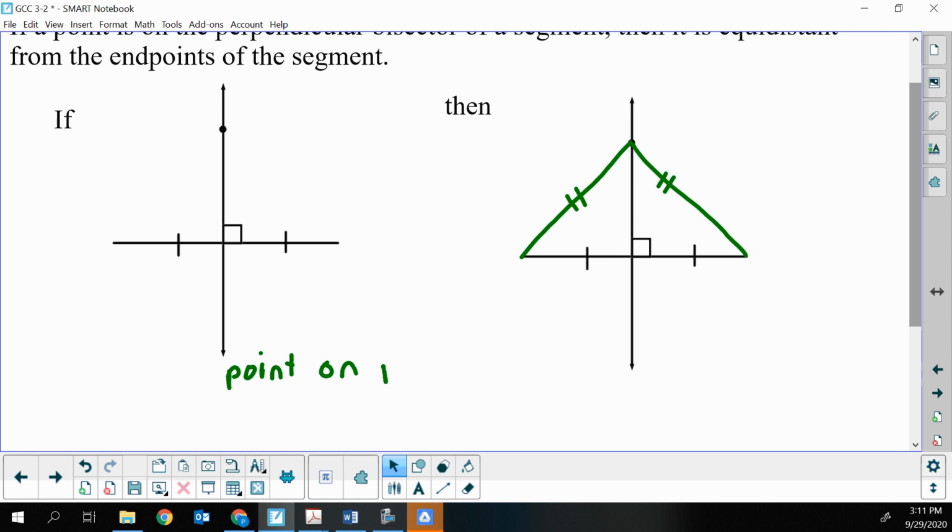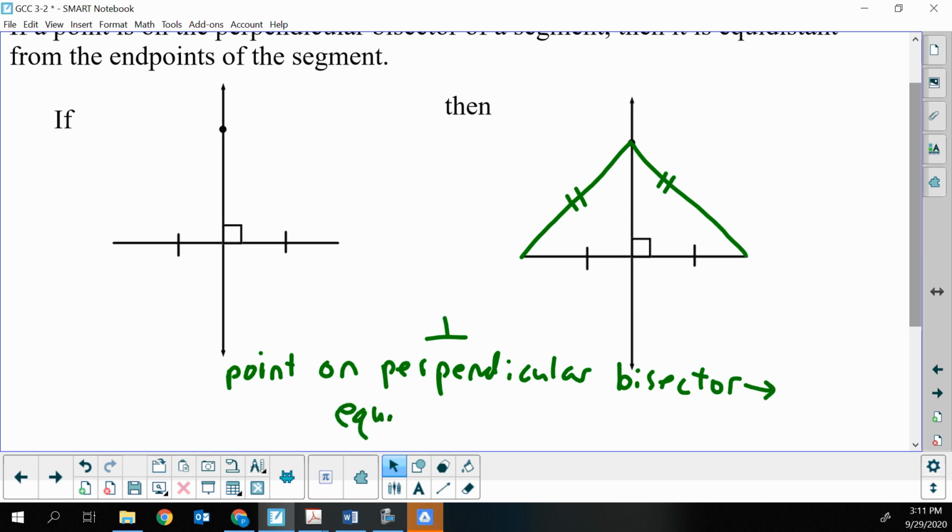When we do this with geometry steps, for this one we will write point on perpendicular. And remember, you can abbreviate that with our perpendicular symbol if you want. Bisector implies equidistant from endpoints. So if we use this fact in finding a value of x, we would have to do that as our geometry step.